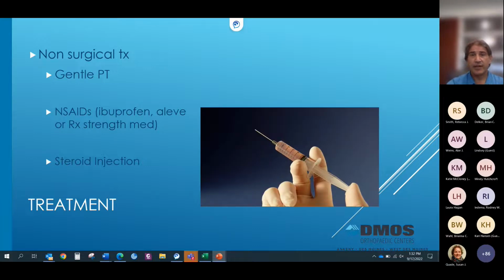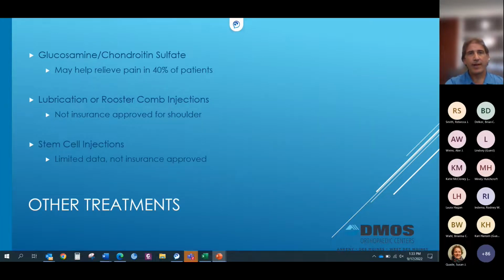We do cortisone injections into the joint. You can do that ultrasound guided or without ultrasound. Without ultrasound, it's a lot like just where we put our portal in for doing shoulder scopes. So if you do a lot of those, you don't have to have an ultrasound machine or an x-ray machine. I don't really recommend glucosamine chondroitin. I don't think that a lot of studies show that it helps a lot.